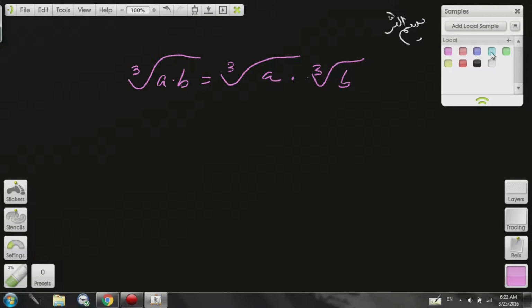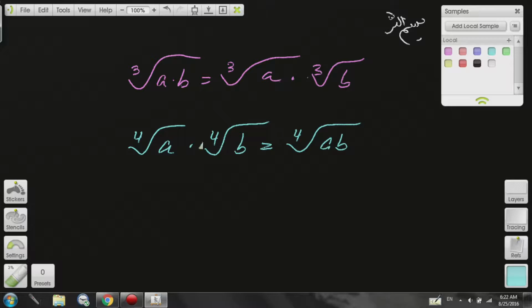You can open it up. Okay, and vice versa too. If you have the fourth root of a times the fourth root of b, it is going to equal the fourth root of a times b. So you can separate it and bring them together. This is just a different way of writing a times b to the m equals a to the m times b to the m. In this case, m is just a fraction, and that's what this is.